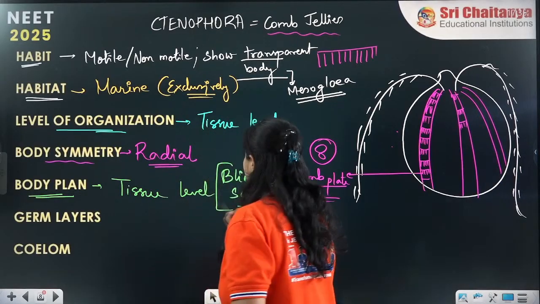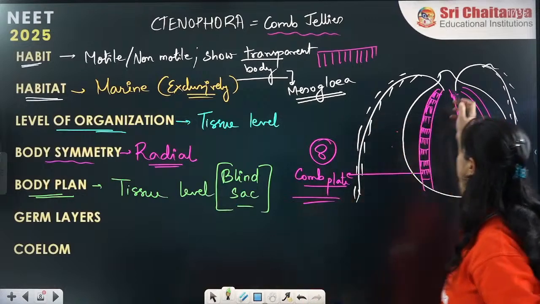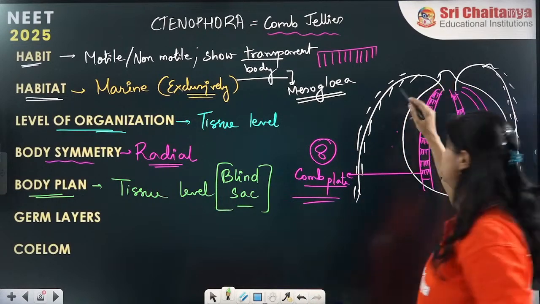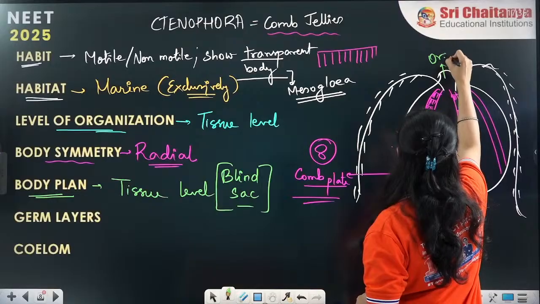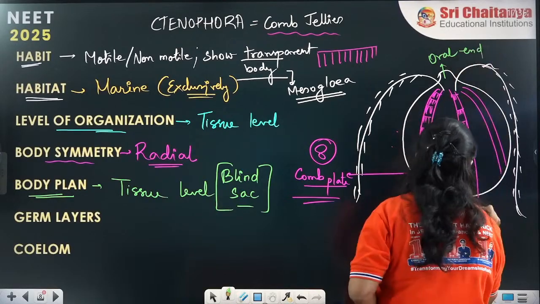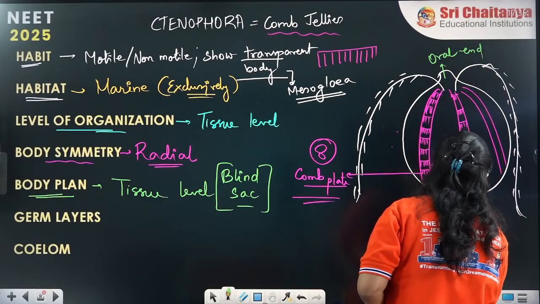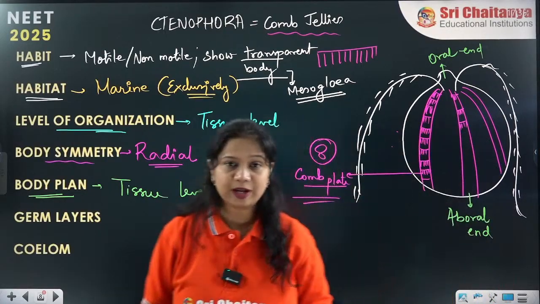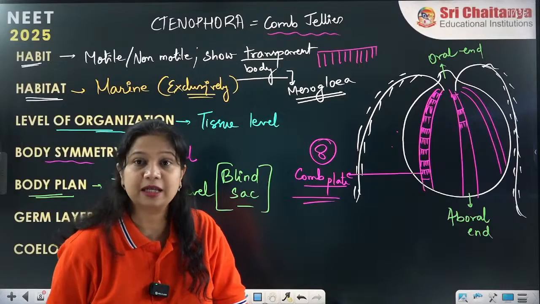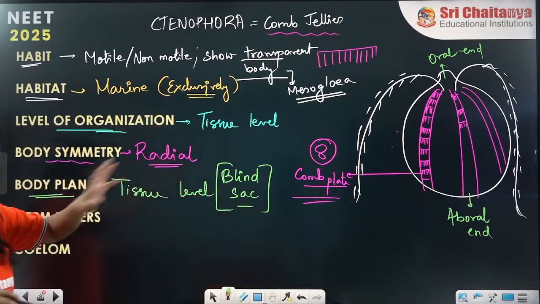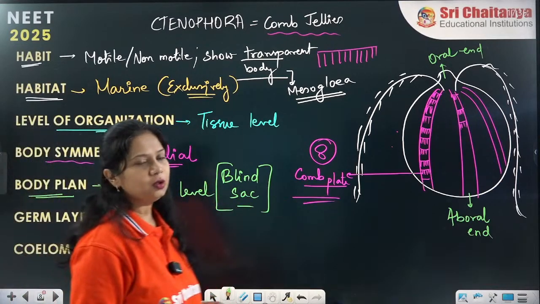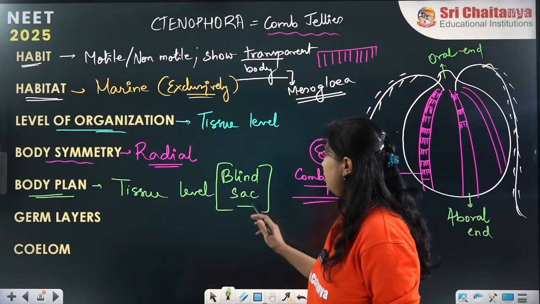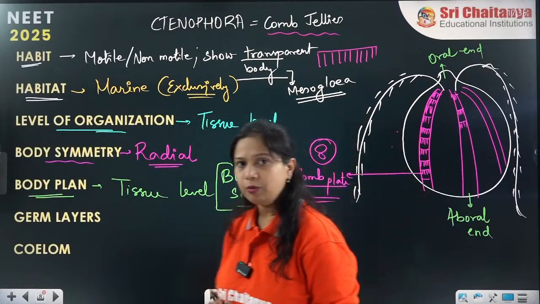Blind sac body plan. There is only a single opening here for both ingestion and egestion. This is called the oral end, and this side is the aboral end. Oral end and aboral end. There is no anus present. There is no other opening present. Only a single opening for both ingestion and egestion. So that is called the tissue level or blind sac body plan.